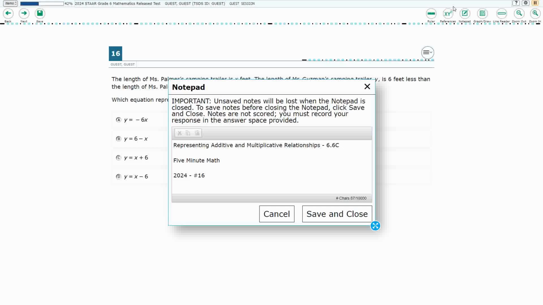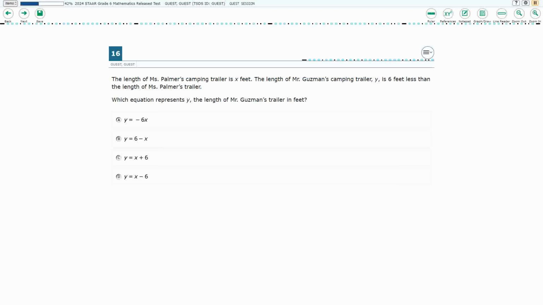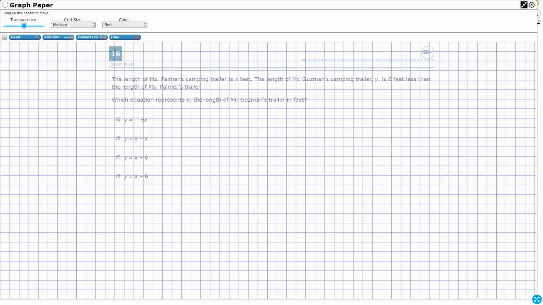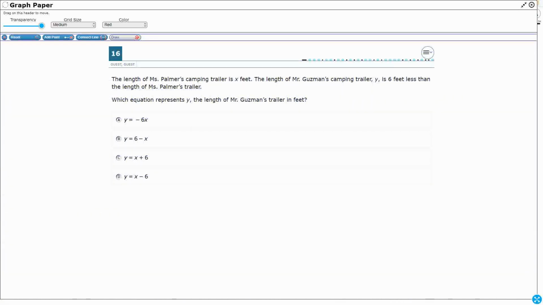Today we are looking at the 6th grade concept of representing additive and multiplicative relationships. This is standard 6.6c in the great state of Texas, and we are using item number 16 of the 2024 released STAAR test. If you haven't done so already, please go ahead and take a moment to pause the video, work this problem out on your own, unpause it, and we will look at our answers together.